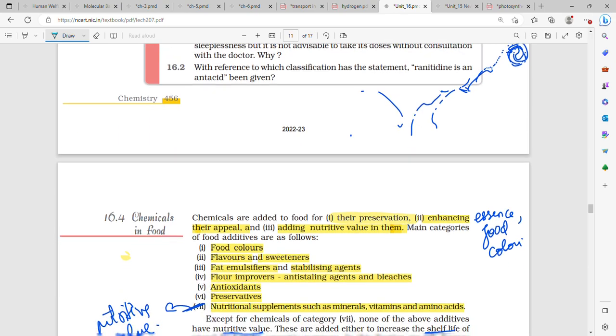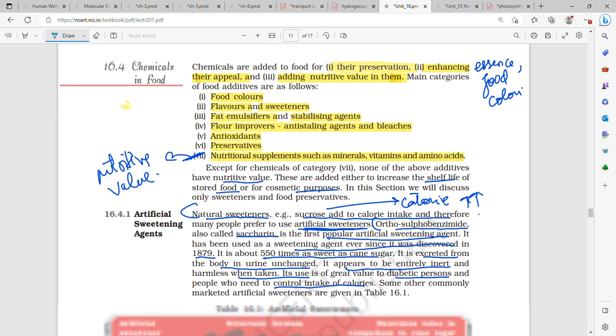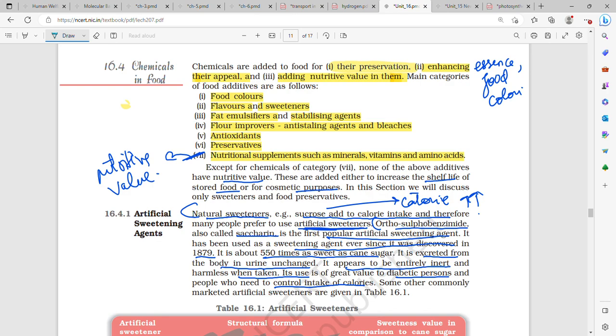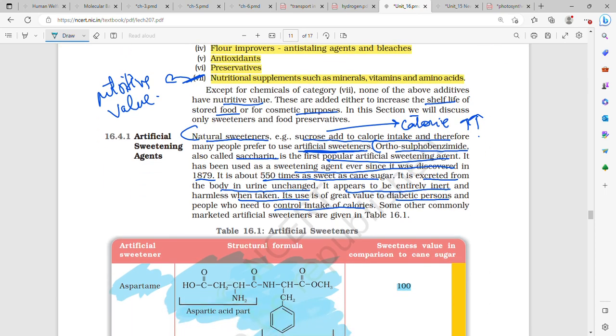Then chemicals in food. Chemicals are added in food to preserve them, to enhance their appeal, and to add nutritive value to them. Examples are food color, flavor and sweetener, fat emulsifier or stabilizing agent, then flour improvers, that is anti-staling agent that bleaches, then antioxidant, preservative and nutrition supplements such as minerals, vitamins and amino acids. The only nutritive value here is in the nutrition supplements, vitamins and amino acids. All others are used to increase the shelf life or for cosmetic purposes.